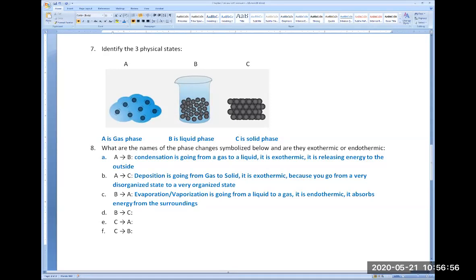Yes. So then what is going from B to C? From a liquid to a solid. What is the name of this phase change?